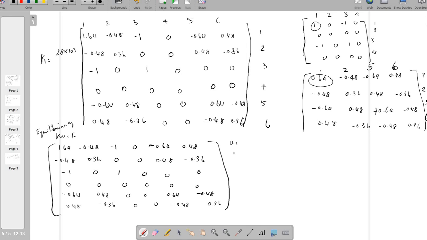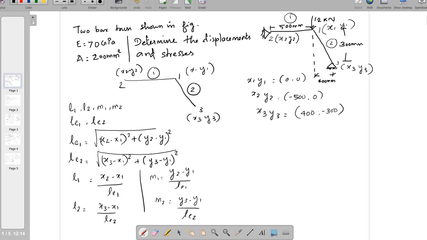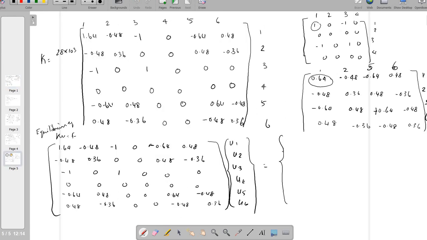Our displacement coordinates are U1, U2, U3, U4, U5, U6, which is equal to the force components. There is only one force available, in node 2, and it is in the vertical direction. So F2 is equal to minus 12. The other forces are 0. Minus 12 into 10 power 3, because of kilonewton I am putting 10 power 3. Other load factors are 0.